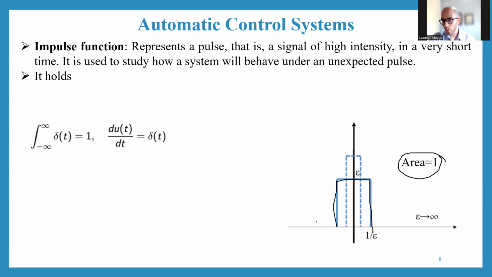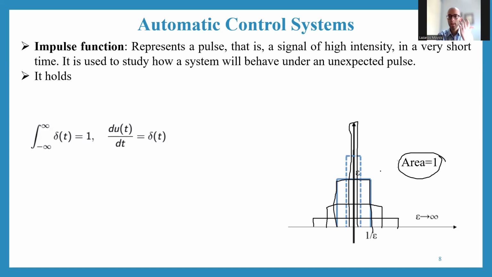But think about what happens when epsilon becomes higher. For low values of epsilon, we are providing low energy to the system over a large interval close to 0. But as epsilon becomes higher and higher, we provide more energy to the system on a shorter interval. So we are providing very high energy to the system, but over a very short interval. We use this input to understand how the system will behave under very abrupt input changes.